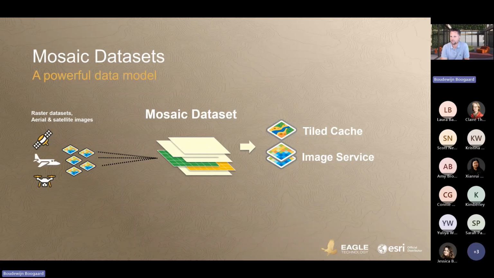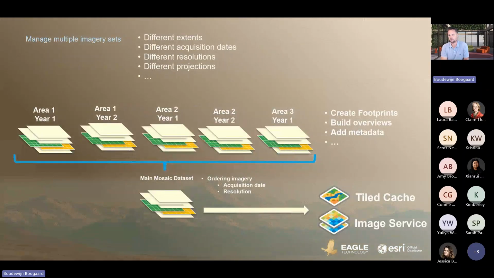You can set certain parameters on the mosaic data set as well, but it is also the source if you want to create a base map, for example, a tiled cache, or if you want to publish it as an image service to make it more widely accessible in your organization, for example, to allow people to do analysis on it. But that's just for one mosaic data set. You sometimes need to manage multiple.